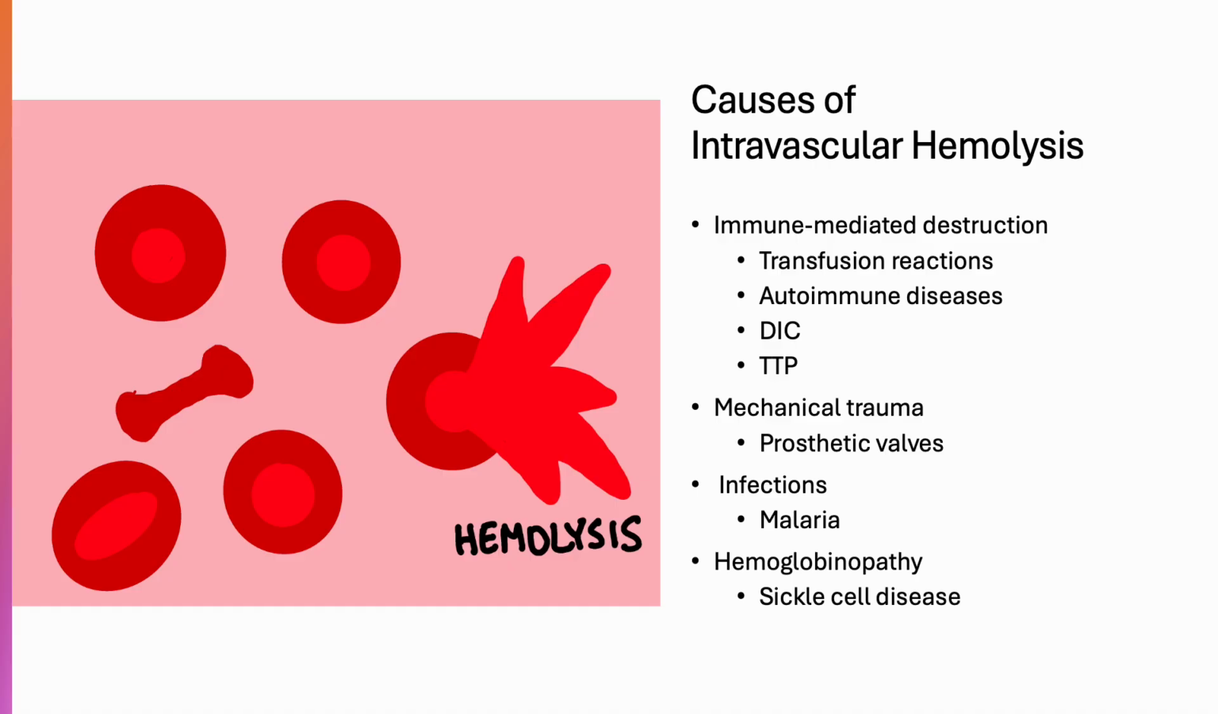Okay, let's start with the causes of intravascular hemolysis. Immune-mediated destruction can be subtyped into transfusion reactions, autoimmune diseases, disseminated intravascular coagulation or DIC, and thrombotic thrombocytopenic purpura or TTP.